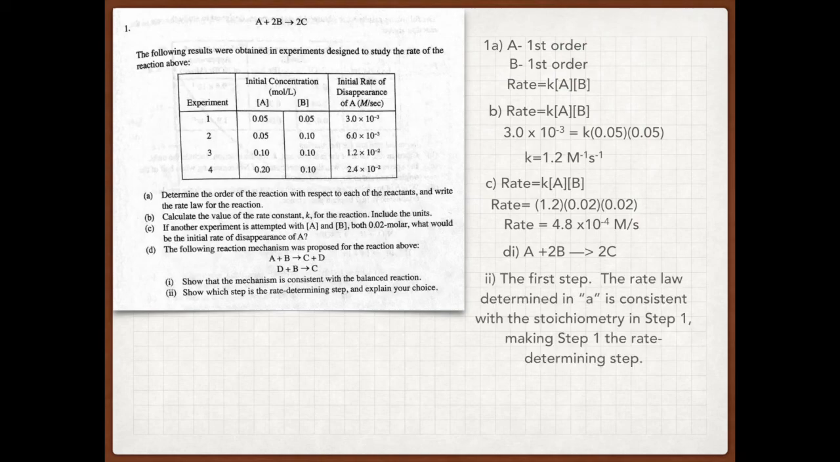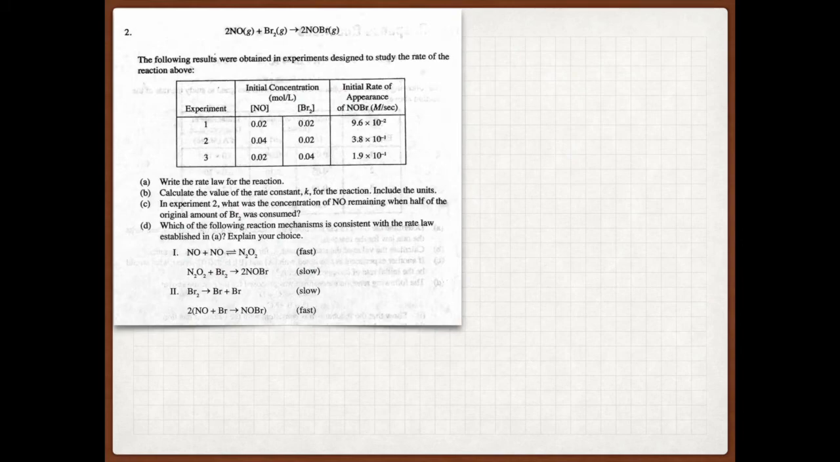So what I said was the rate law determined in A is consistent with the stoichiometry in step 1, making step 1 the rate determining step. So even if it's totally obvious to you, well, yeah, you have A times B in your first step, make sure that you're explaining it in terms of stoichiometry so it's clear that you know what's going on. So that was number 1. Let's look at number 2.